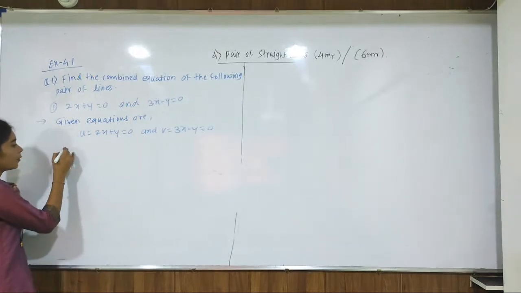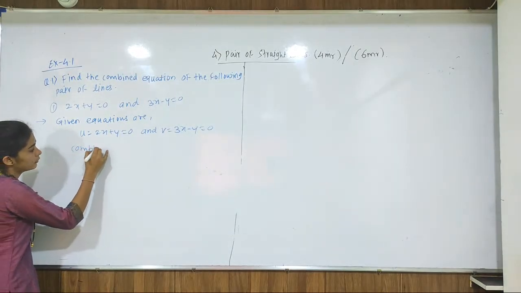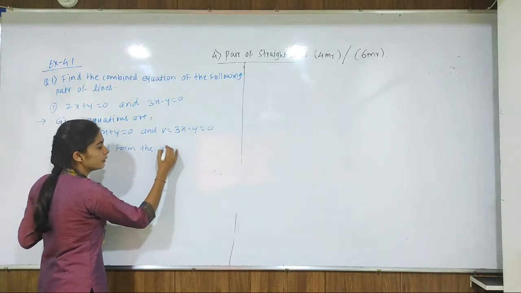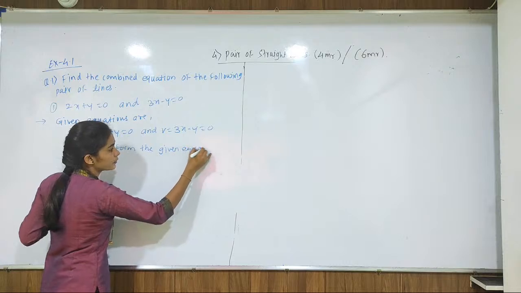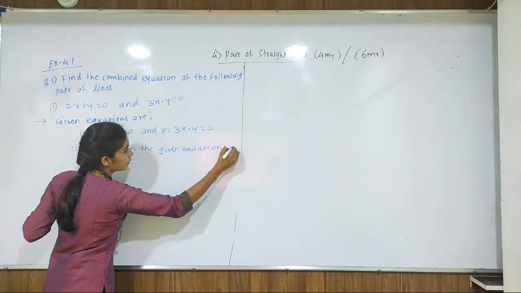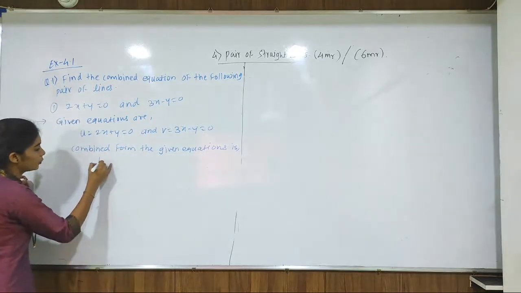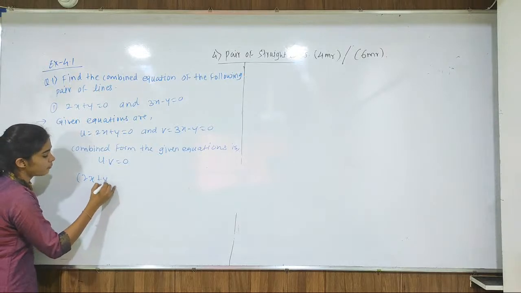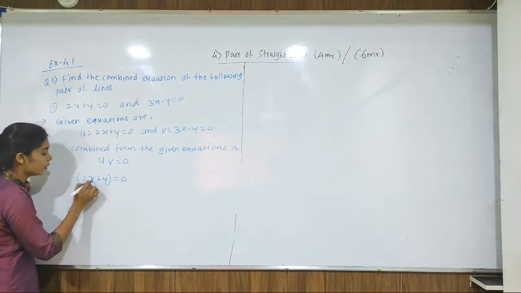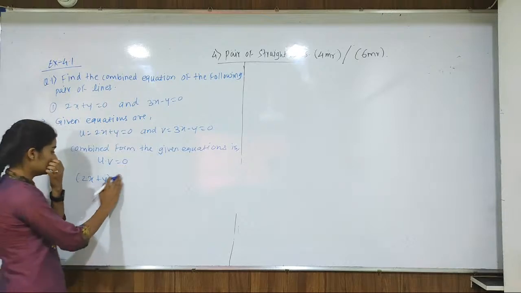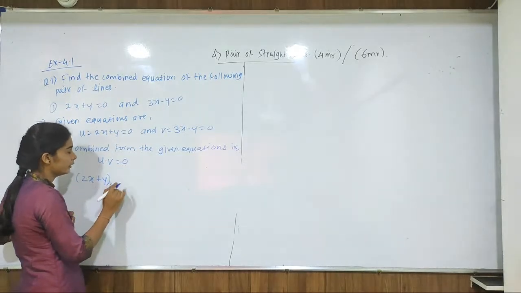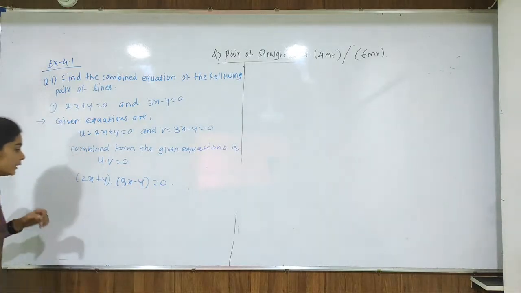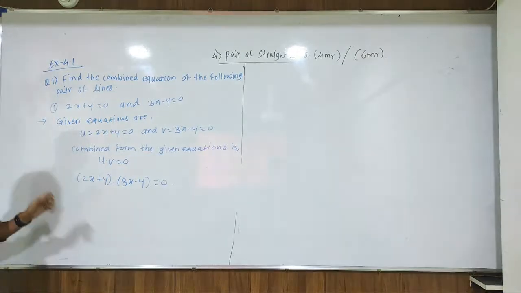Now the combined form of the given equations is u into v is equal to 0. So u is 2x plus y is equal to 0, what is u? 2x plus y, into v. What is v? 3x minus y is equal to 0. Now take the multiplication. What will be the combined form?